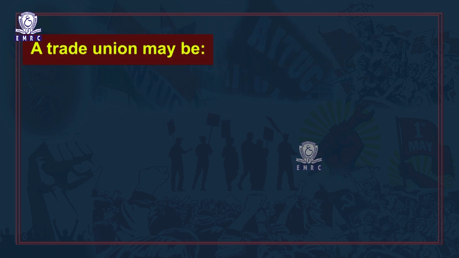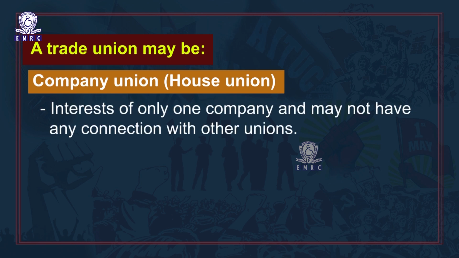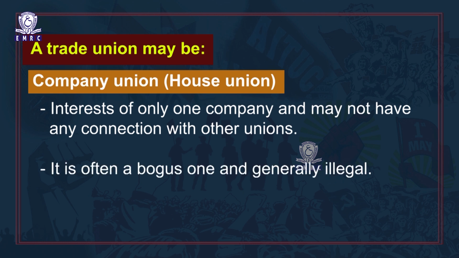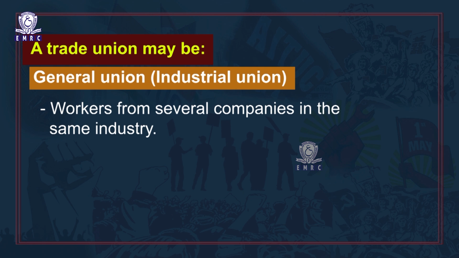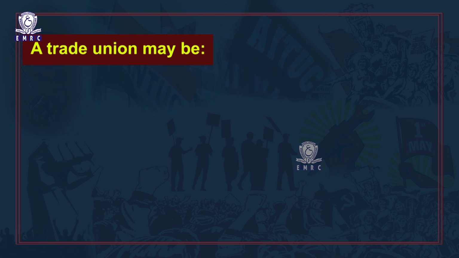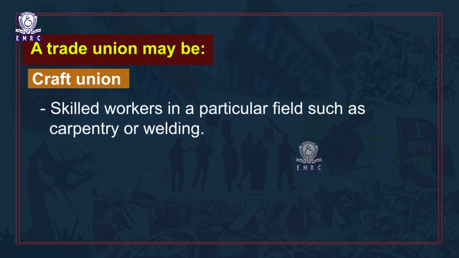A trade union may be a company union, also called house union, that represents interests of only one company and may not have any connection with other unions. A company union is often a bogus one and generally illegal. A general union, also called an industrial union, represents workers from several companies in the same industry. A craft union represents skilled workers in a particular field such as carpentry or welding. At present, there are a number of trade unions in India.